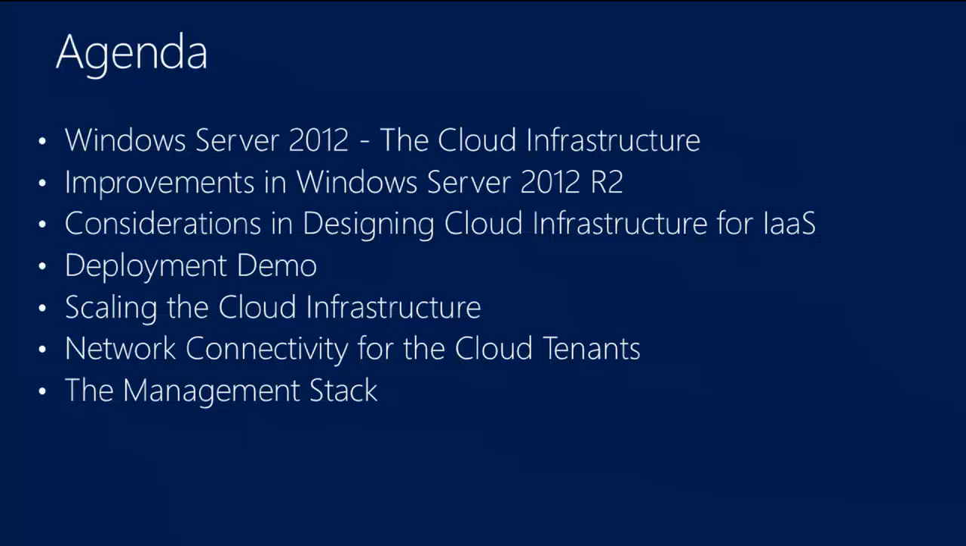So let's get started. We'll talk first about the Windows Server 2012 capabilities as the cloud infrastructure. What did we do in 2012 to make it a great platform for building the cloud on? We'll talk about the improvements in Server 2012 R2. We will cover some of them. I've selected those that I thought are really important to highlight in the context of this problem space of you want to build a cloud infrastructure, what is new in the platform to enable you to do that.